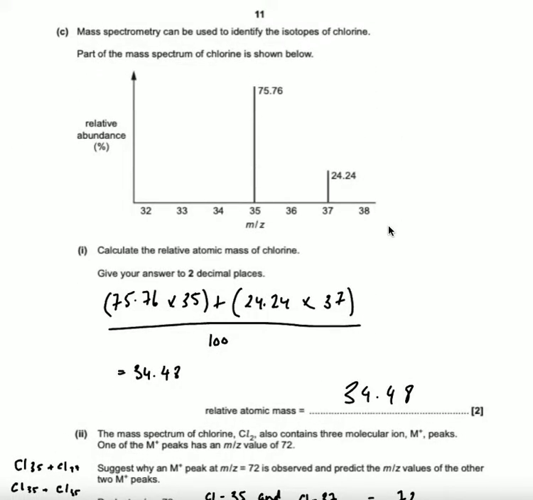Okay, mass spectrometry can be used to identify the isotopes of chlorine. Part of the mass spectrum of chlorine is shown below. Calculate the relative atomic mass of chlorine. Give your answer to 2 decimal places.